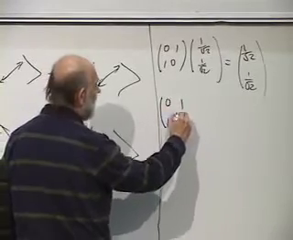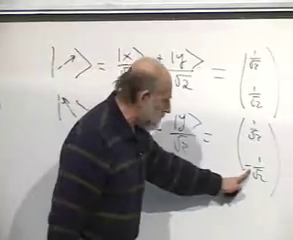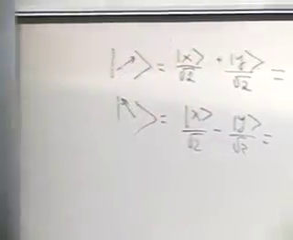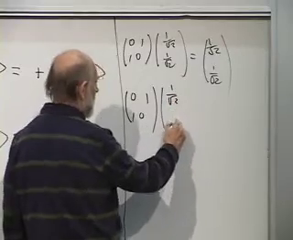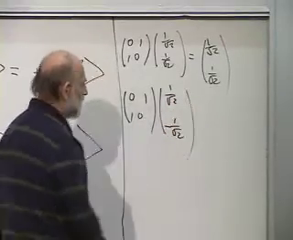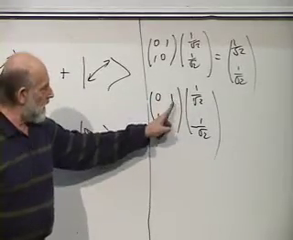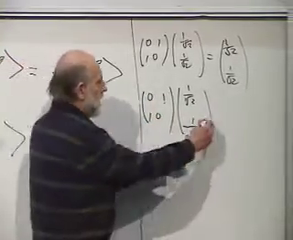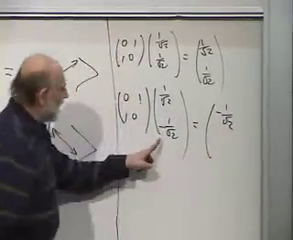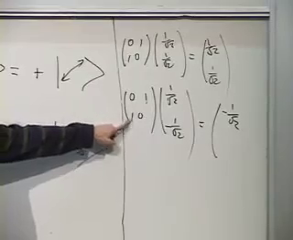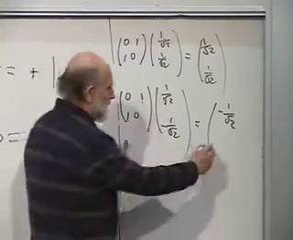The other polarization looks exactly the same, except it has a minus 1 over square root of 2 here. So we write 1 over square root of 2, minus 1 over square root of 2. Now let's do this one a little more carefully. 0 times this element is 0. 1 times this element is minus 1 over square root of 2. And then go to the second row. 1 times square root of 2 plus 0 times this is just 1 over square root of 2.